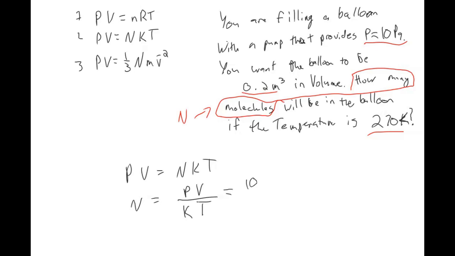Pressure is 10, volume is 0.2. The Boltzmann constant is something that I don't remember, 1.38 × 10⁻²³. And then the units that I gave you are all the standard units, so I don't need to worry about any conversions. And this temperature is in Kelvin, so again, you don't have to worry about converting that. And so if you plug this in, you would imagine that you're gonna get a very big number because you're dividing by 10⁻².